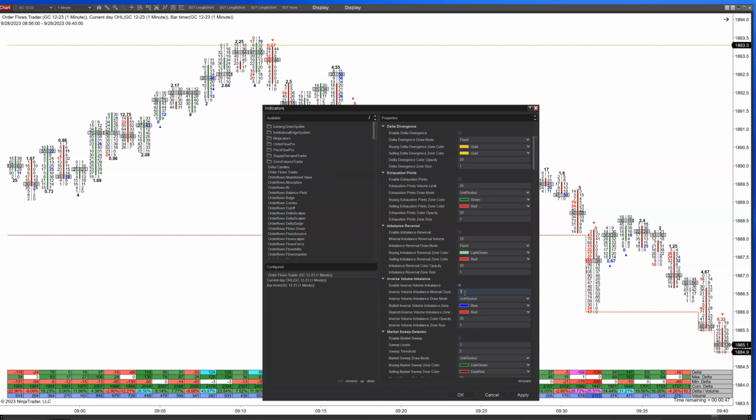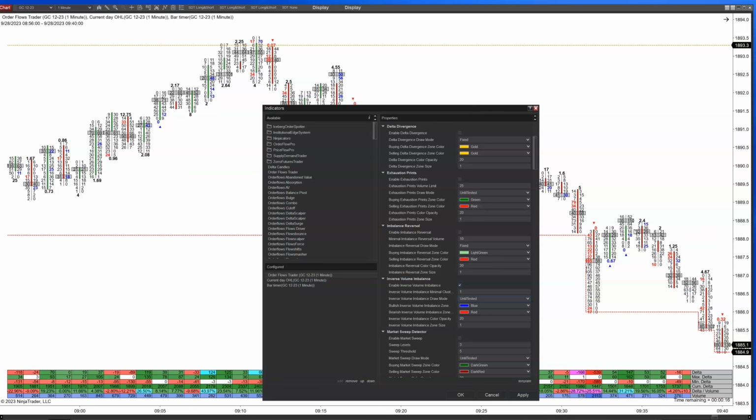You just want to highlight the one, right? You change that to one. Then you could choose to highlight it fixed or until tested. So we'll just keep it at one, keep it nice and simple. What it's going to do is highlight every buying imbalance in a red candle or every selling imbalance on a green candle. It's called an inverse imbalance because it's the opposite of what you're expecting.